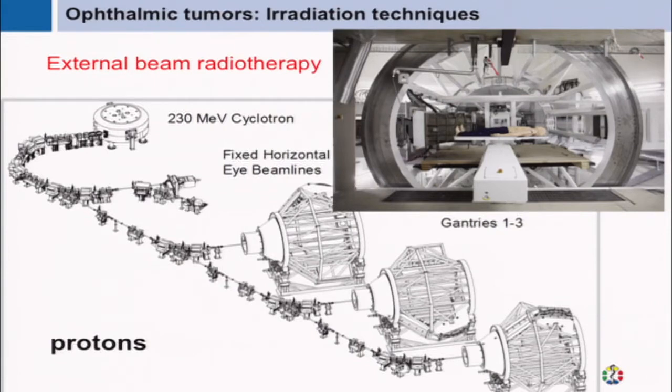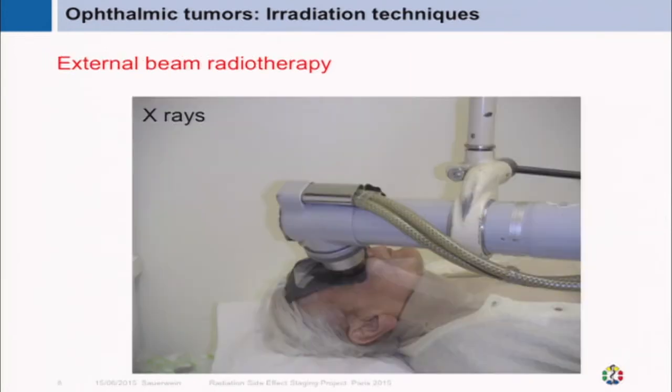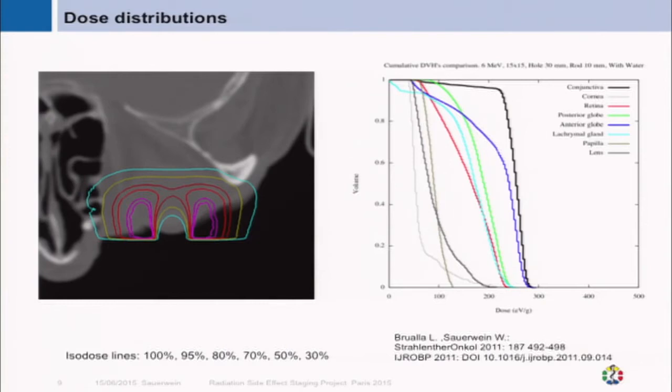We have external beam radiotherapy, protons. We have also external beam radiotherapy, photons and electrons. And we can go back, and sometimes I really like this kind of approach, using X-rays to irradiate. But what we do not have is a clear and reliable knowledge of the dose distribution, and especially not of the dose distribution in an individual patient. And we do not know what kind of dose is applied to the structures at risk in this patient.